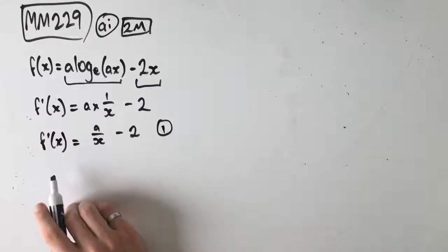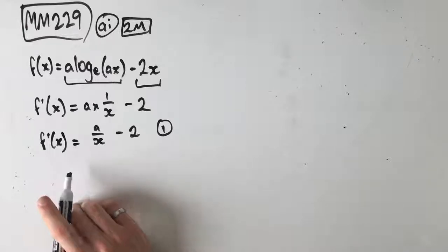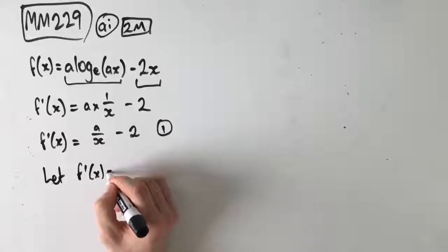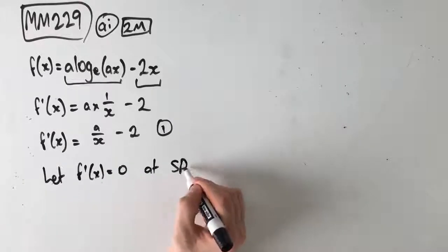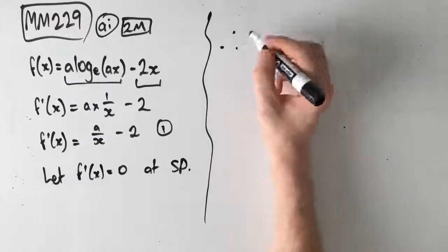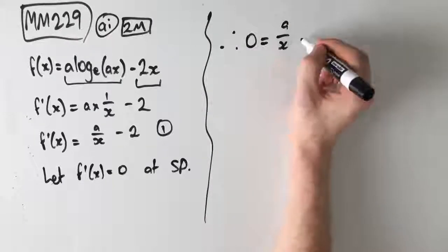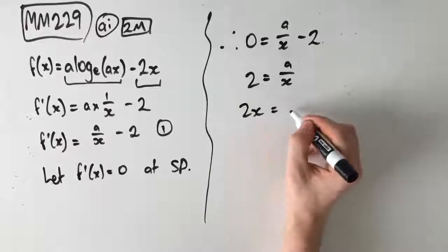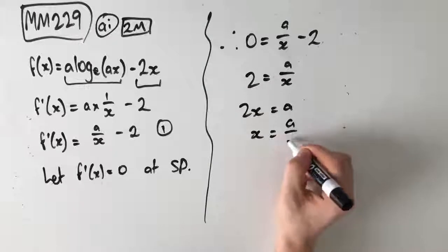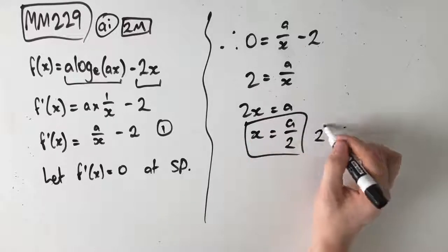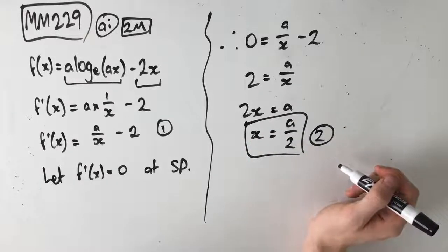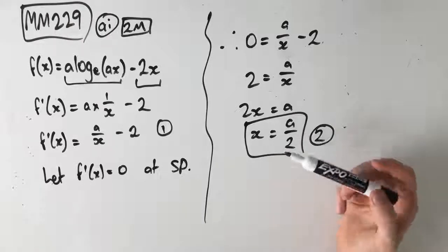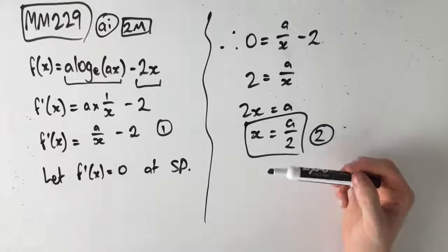But we're actually looking for the value of x that the stationary point occurs at. So we need to let this equal 0. Let f dash of x equal 0 at the stationary point. Therefore, 0 is equal to a on x minus 2. So 2 equals a over x, 2x equals a, x equals a on 2. This is your second and final mark for this part, because all we're asking for is the x coordinate in terms of a, which is exactly what we found. So that's that. Let's move on to part A II.